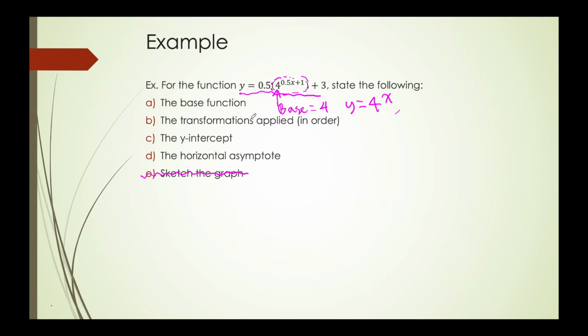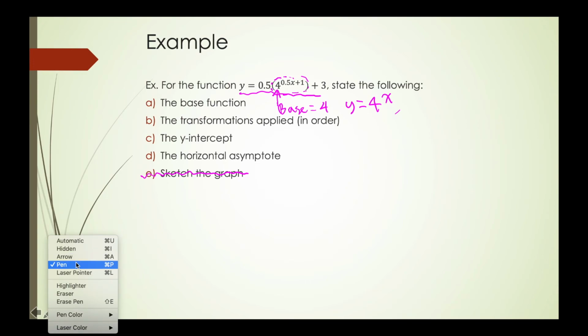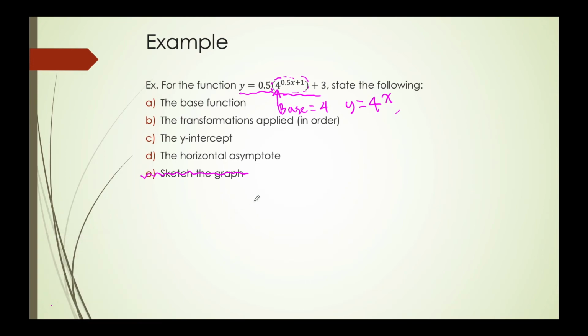Our next step is to identify what the transformations are. So to identify the transformations, we first need to make sure that it is written in the correct form. That means that the exponent needs to be factored out properly. So we have y is equal to 0.5 multiplied by 4 to the 0.5, and then in brackets x plus 2, and close the brackets, and then we add the 3 at the end there.